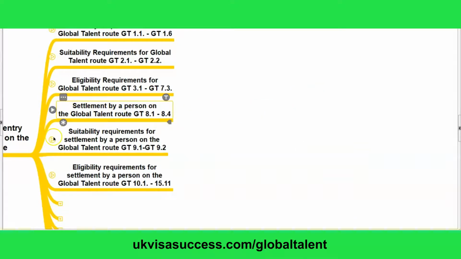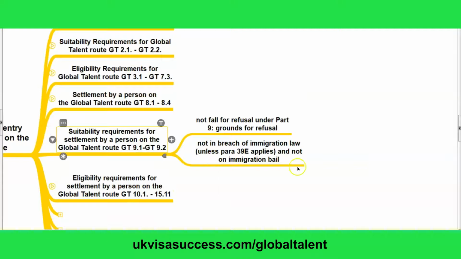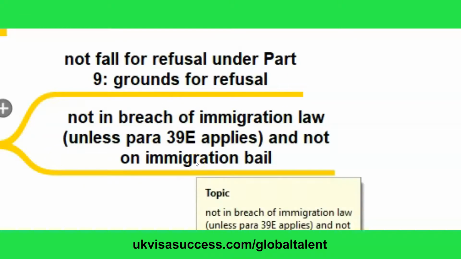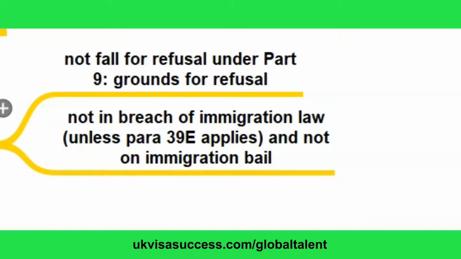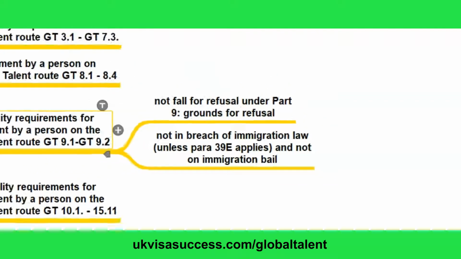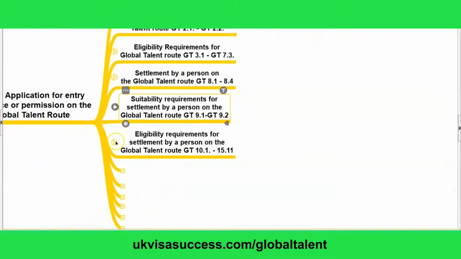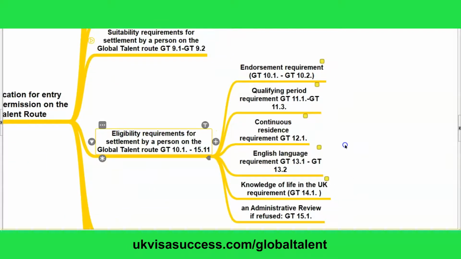Now let us talk about the suitability requirements. As I said, they are all the same. You need to provide evidence confirming that you do not fall for refusal under Part 9, general grounds for refusal, and you are not in breach of immigration rules, provided paragraph 39E does not apply, and you are not here on immigration bail.